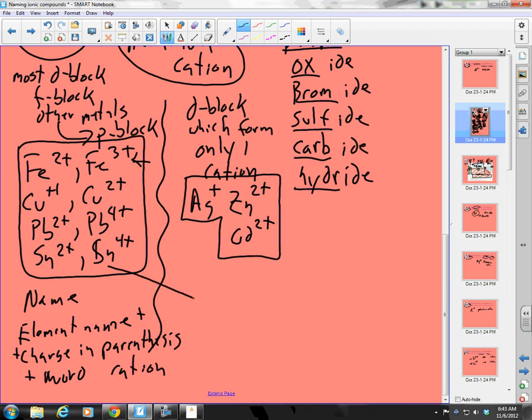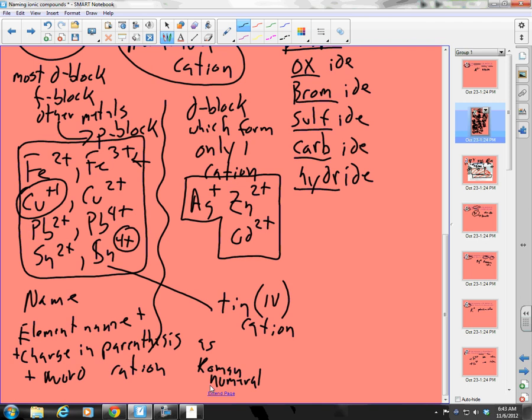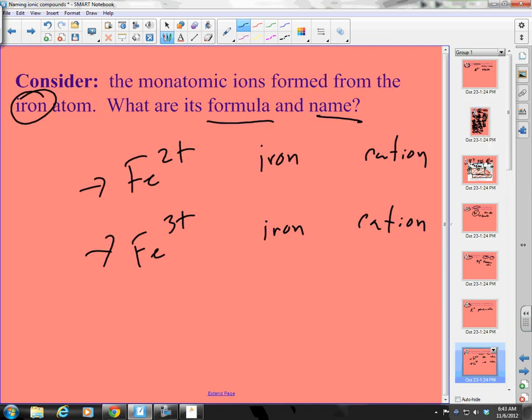So we look at this, right? That is tin. What's the charge? 4. So we're going to put it in parentheses as a Roman numeral. Charge in parentheses as a Roman numeral. Okay, so what's the Roman numeral? There we go. So we'd call that tin(IV) cation. This would be copper(I) cation. Good. So we go back to our question.